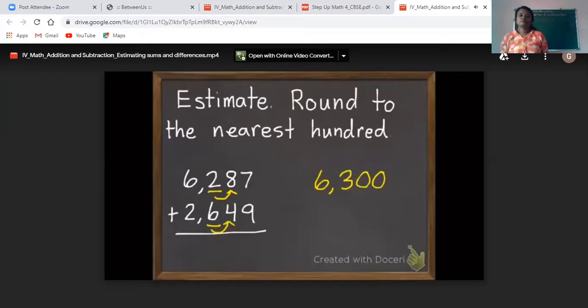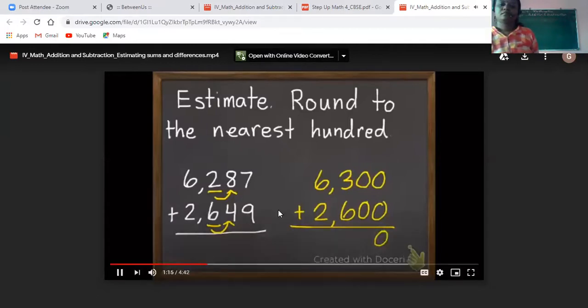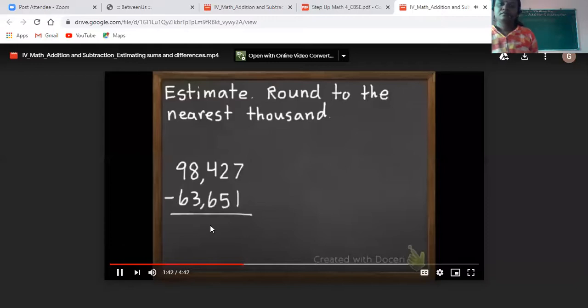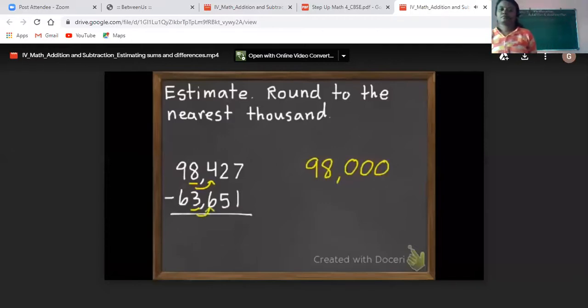Our second number, the hundreds digit, is a 6. The number after it is a 4 or less. So the 6 will stay the same. So I will have 2,600. Now we can just use mental math like we did earlier. And I can add these and get 8,900. So same thing, rounding to the thousands. So I'm going to decide if our thousands place will stay the same or if we'll go up 1. So that 8 is going to stay the same. And this 3 is going to go up to a 4.